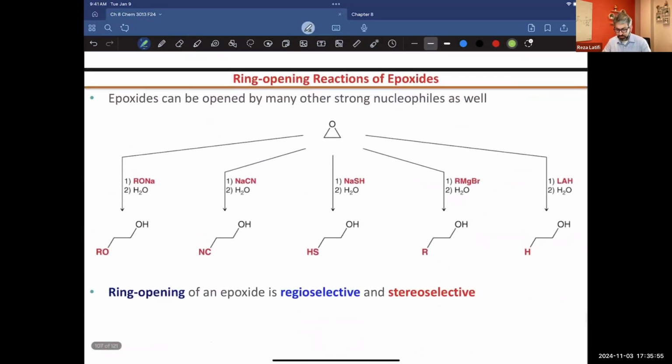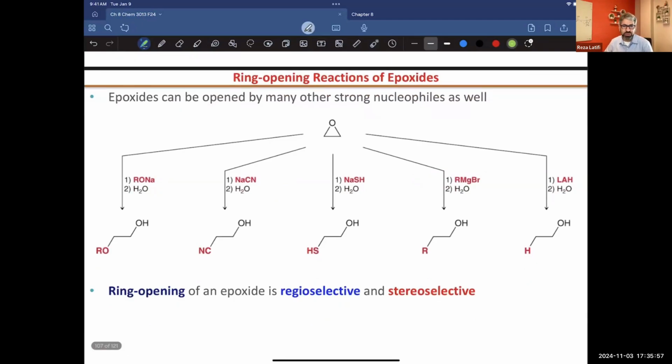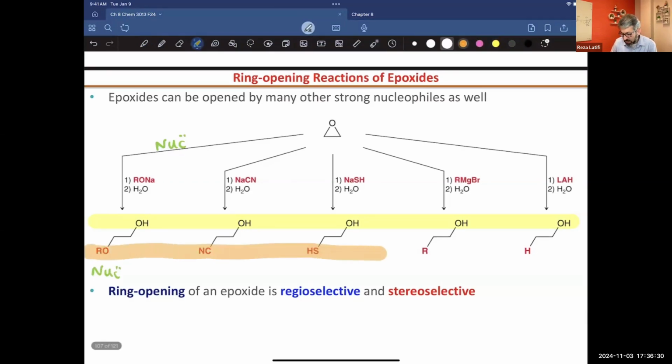Now, I said we can use different reagents, and it depends on what we are using. We always get alcohol plus whatever the nucleophile is going to show up on the other side. So on one side we're going to have alcohol, no doubt about that one. It depends on what the nucleophile is. The nucleophile is going to show up here, and I'm going to highlight it with a different color. This is going to be the nucleophile.